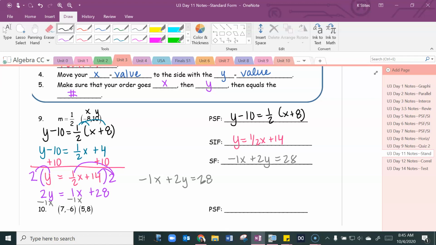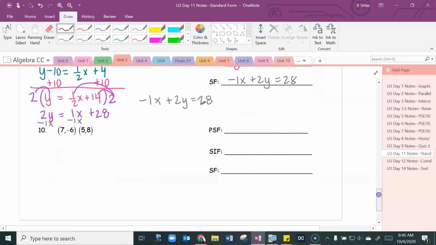All right, let's try one more of these. This one has 2 points. So, of course, it wasn't on our 5 steps, but if we have 2 points, our first step is going to have to be to find the slope. All right, so 8 minus negative 6. Again, that's y2 minus y1 over 5 minus 7. And that's a 14 over a negative 2, which is a negative 7. All right, there's my slope.